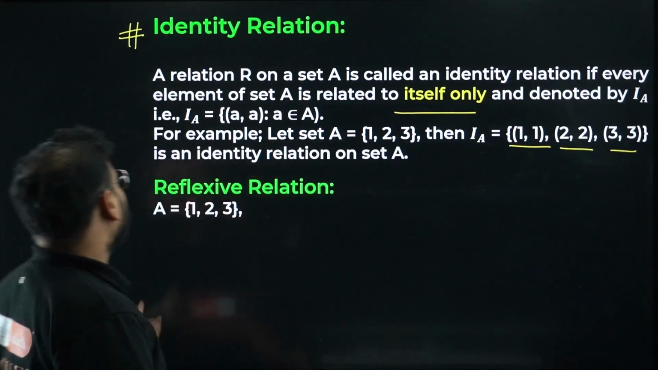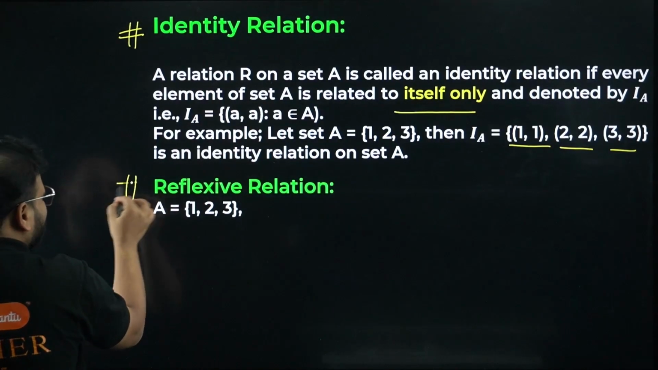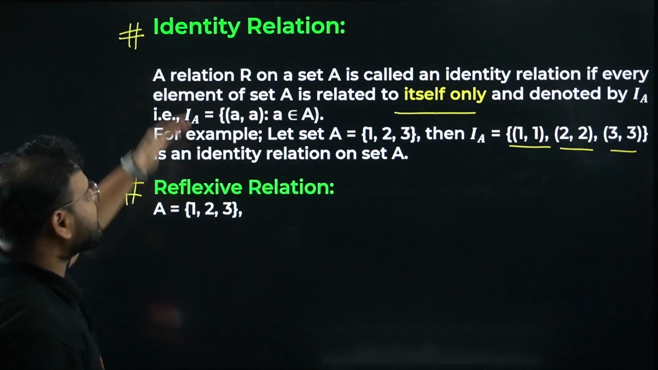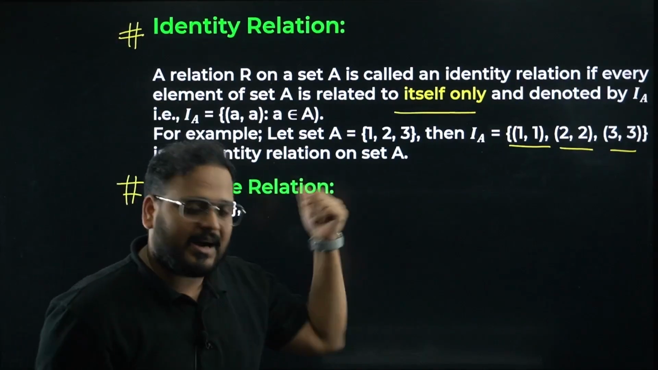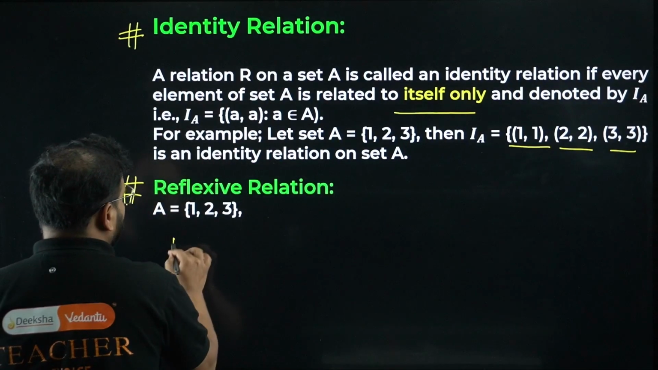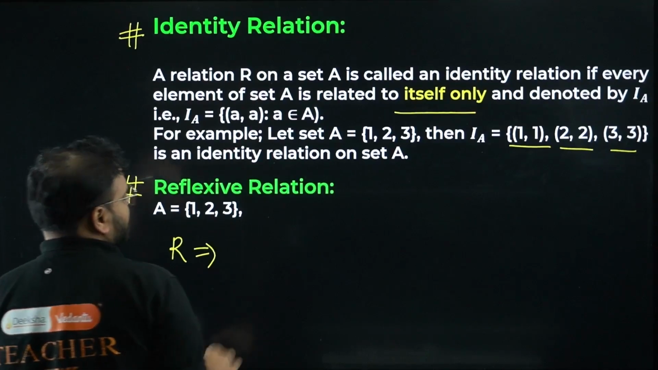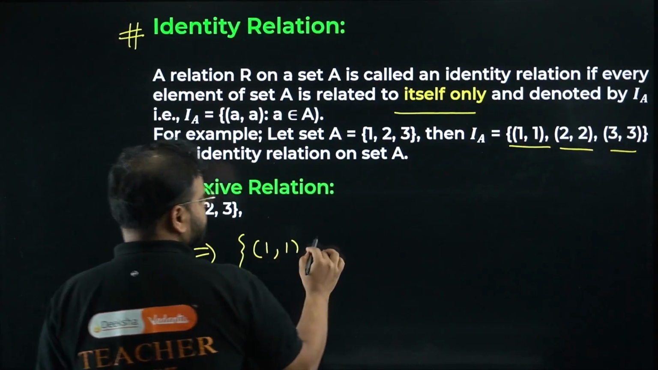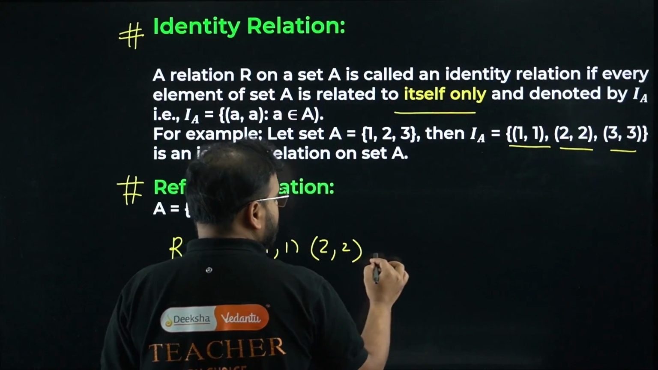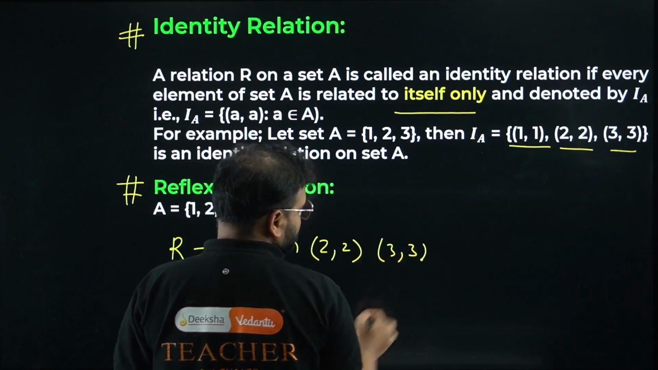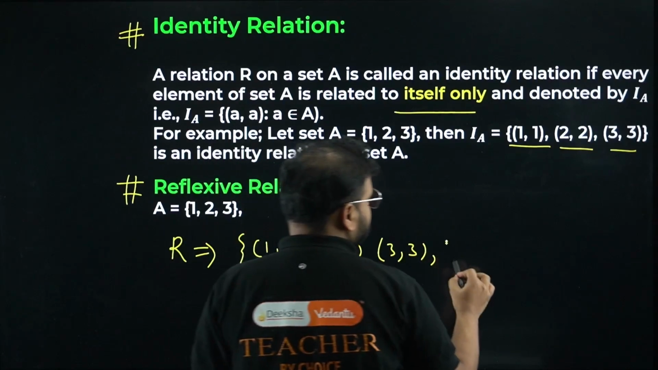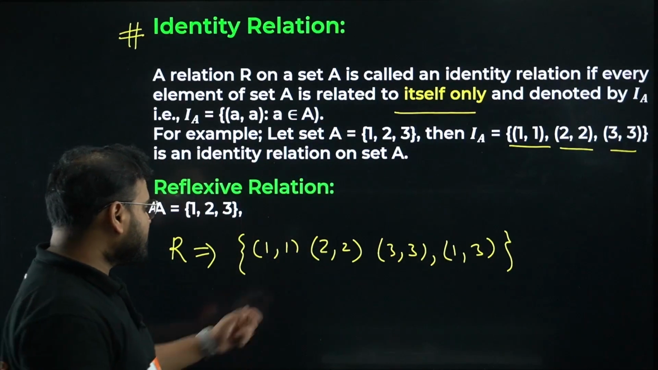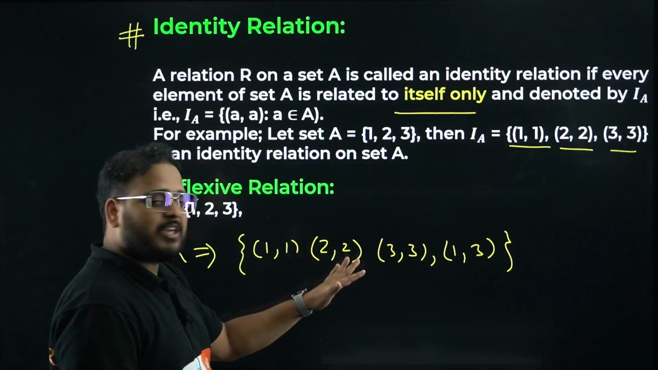Okay, moving on, reflexive relations. Now they are somewhat similar, but there's a difference. Most things of these two relations are similar, but there's a difference. I'll write the relation over here and you get the sense of it. The first ordered pair will be, of course, 1 1, of course 2 2, of course 3 3, and I'll write here 1 3. Think about it. Now this will be a reflexive relation. I hope you can see the difference.